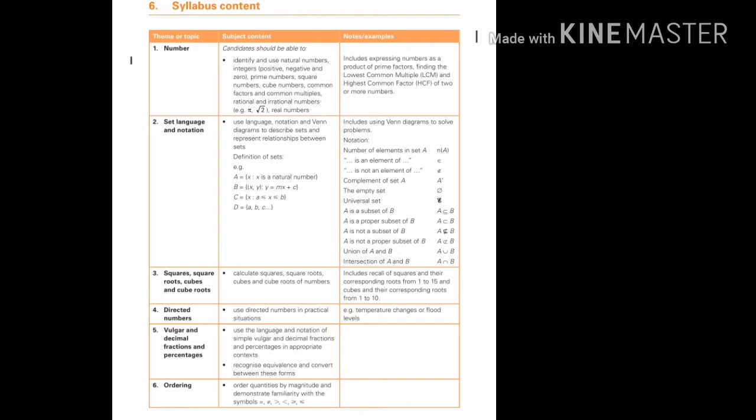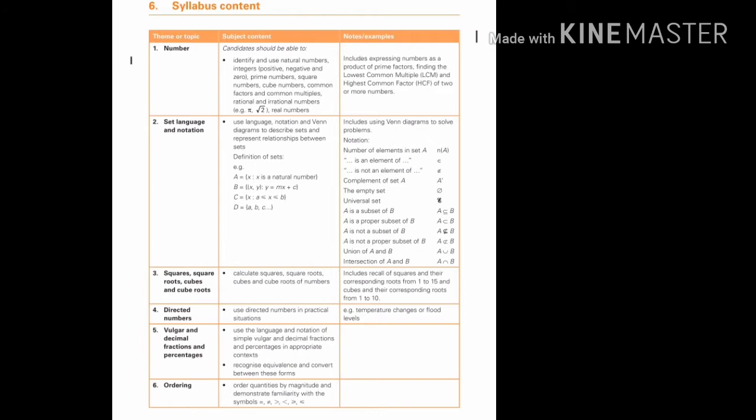The topics, themes, or chapters, these 42 chapters, include: number 1 is Number. It includes subtopics such as natural numbers, integers, positive, negative, zeros, also the prime numbers, square numbers, cube numbers, common factors, common multiples, rational numbers, irrational numbers, also the real numbers.